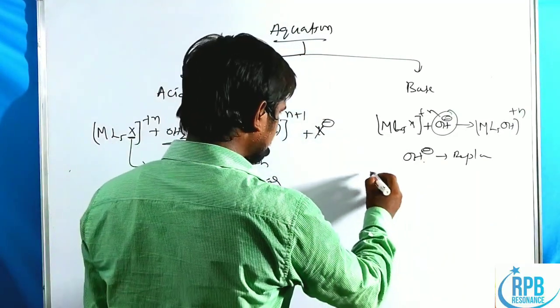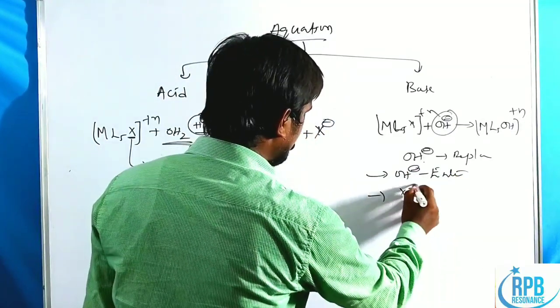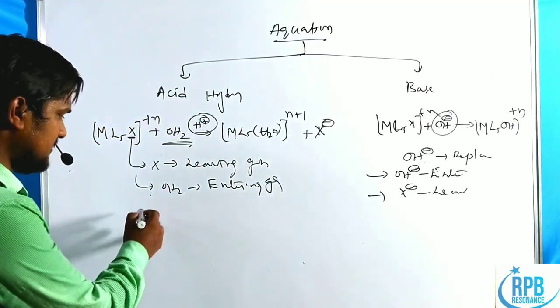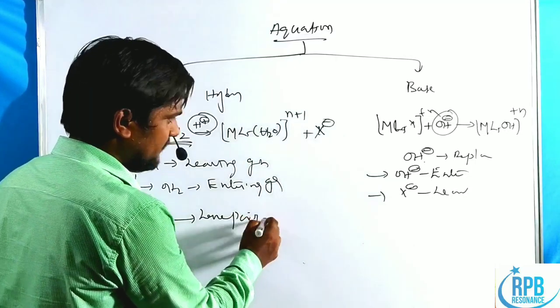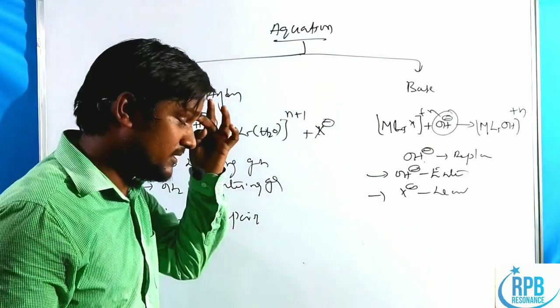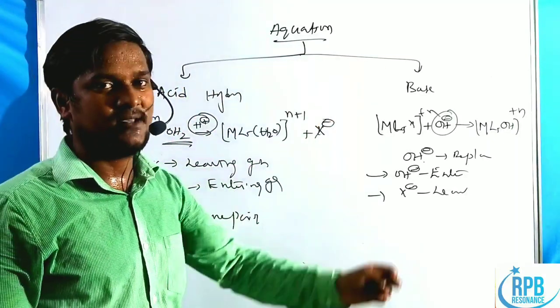So now here OH minus is the entering group, and X minus is the leaving group. One of the conditions is that X has at least one lone pair of electrons. This is the minimum condition of acidic hydrolysis. In the next lectures, we will discuss acidic hydrolysis and basic hydrolysis as well as the conjugate base mechanism.